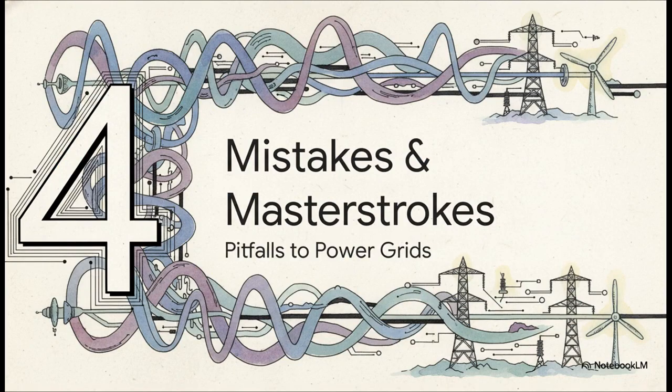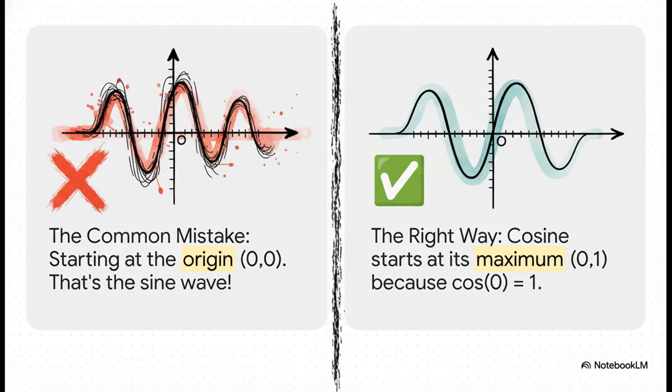Now, knowing the pattern is one thing, but avoiding the common traps is what really leads to mastery. And once you do master it, you'll see this concept isn't just for exams. And I mean this literally, it powers our world. So here's the number one mistake I see students make. Out of pure habit, they start the wave at the origin. But that's sine. You have to fight that muscle memory.